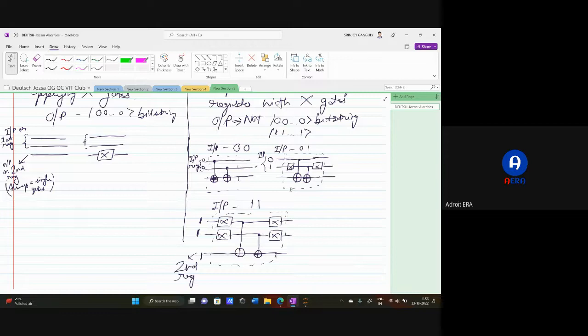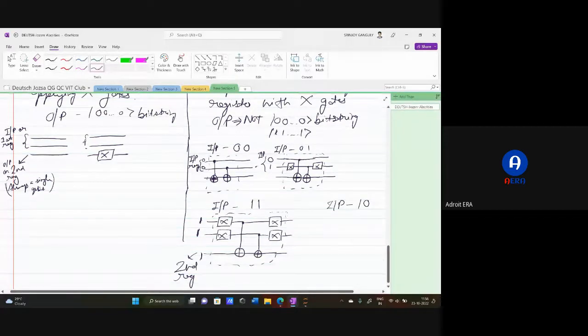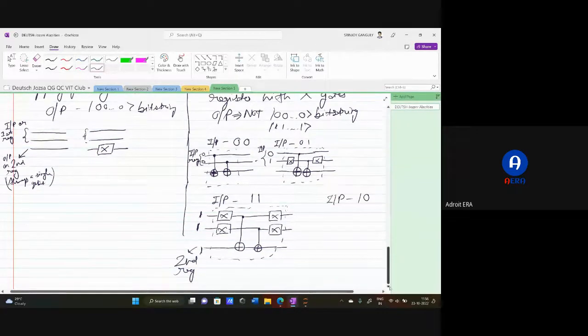Similarly, you can make it for input 1 0 also. We have not tried that, right? So make it for yourself. It will be very similar to 0 1, but which control you should wrap, that you need to see. And in a very similar way, you can also do it for 3 qubits. In that case 3 C naughts will be used, right?